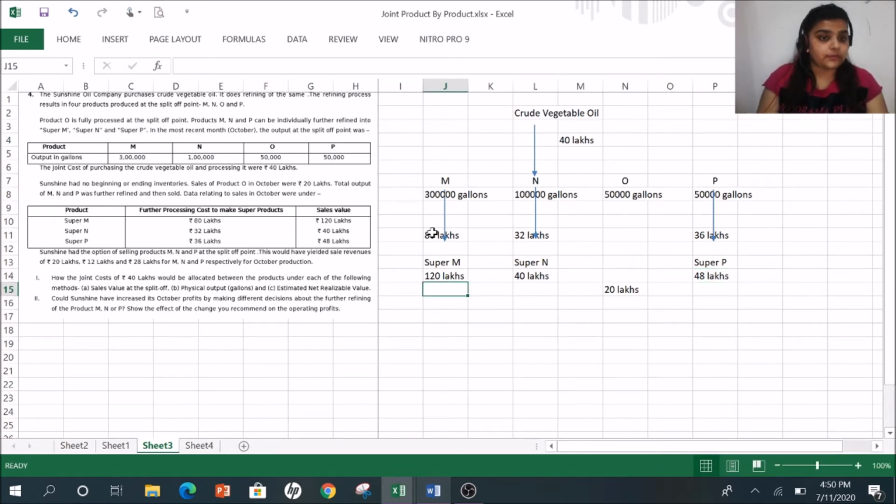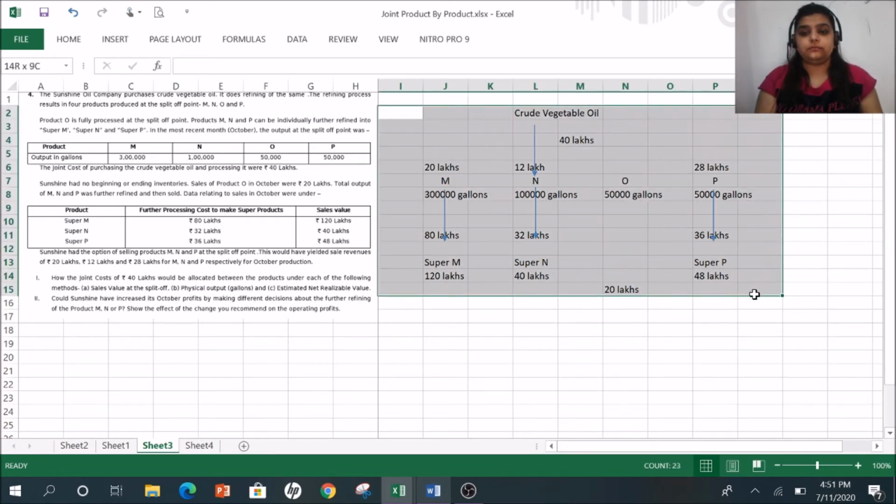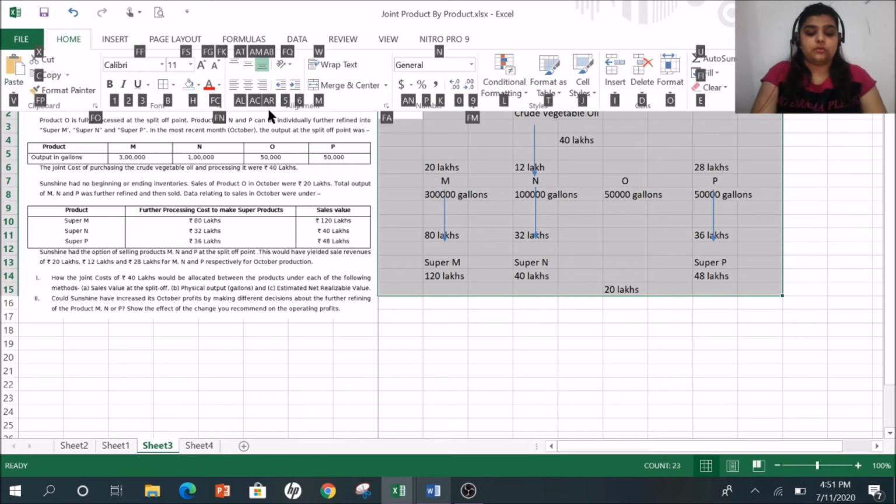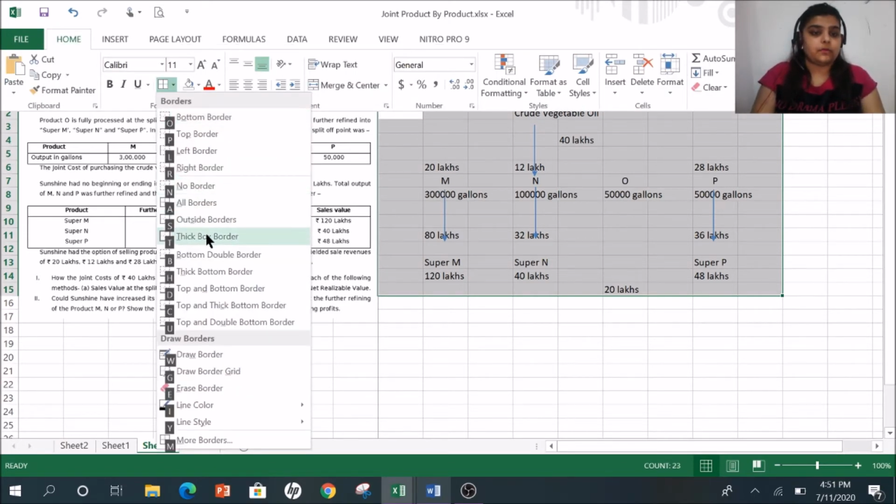Sunshine had the option of selling products M, N and P at the split off point also. This would have yielded sales revenue of 20 lakhs, 12 lakhs and 28 lakhs respectively for October production. How would the joint cost of 40 lakhs be allocated between the products under each of the following methods: sale value at split off, physical output and estimated net realizable value. So this is our table. Our table is ready, and based on this table we are going to finish our question.